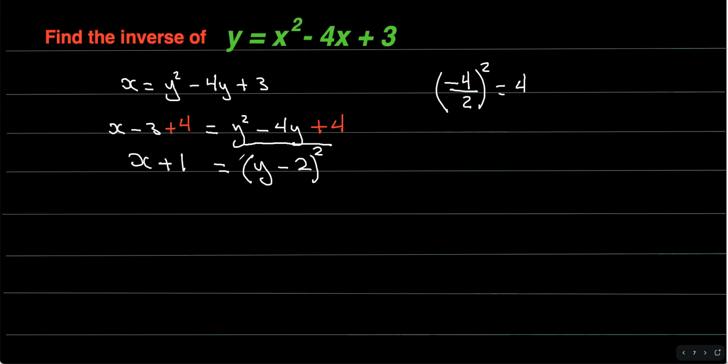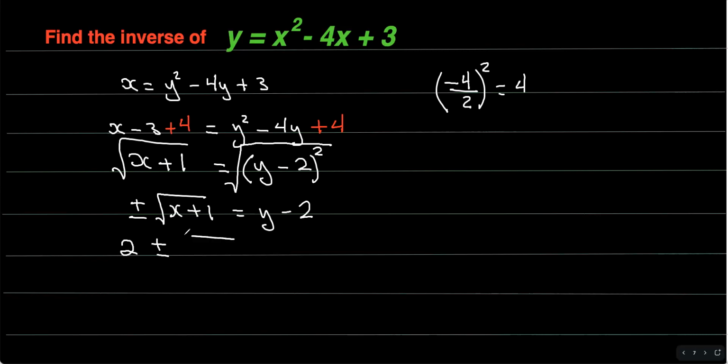We're going to square root both sides. And we're going to get plus or minus square root of x plus 1 equals y minus 2. So I'm going to move the -2 to the other side, and it will become +2. Plus or minus square root of x plus 1 equals y, and therefore the inverse f to the -1 of x is 2 plus or minus square root of x plus 1.